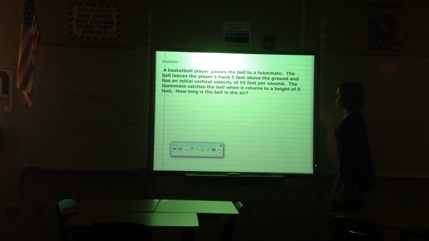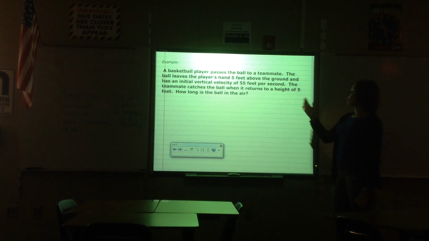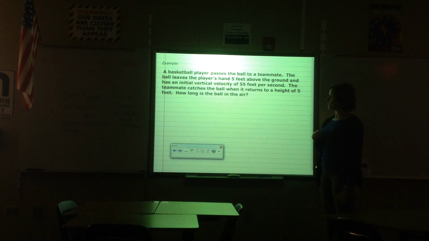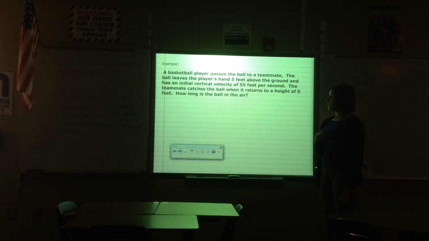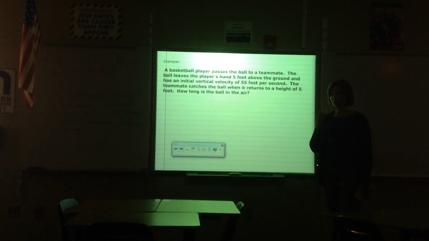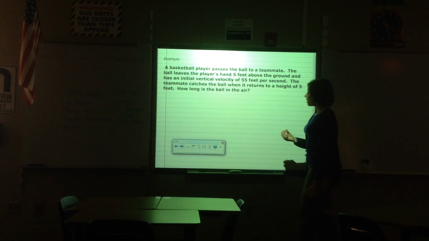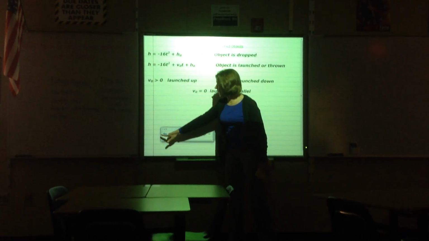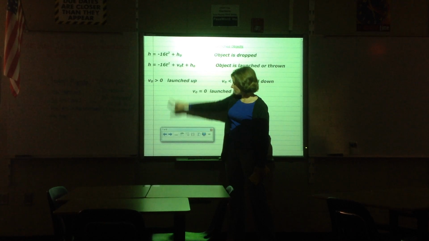A basketball player passes the ball to a teammate. The ball leaves the player's hand at 5 feet above the ground and has initial vertical velocity of 55 feet per second. The teammate catches the ball when it returns to a height of 5 feet. How long is the ball in the air? So in this case, we're looking for time, okay? We have a velocity here, so you want to go back and use this equation.